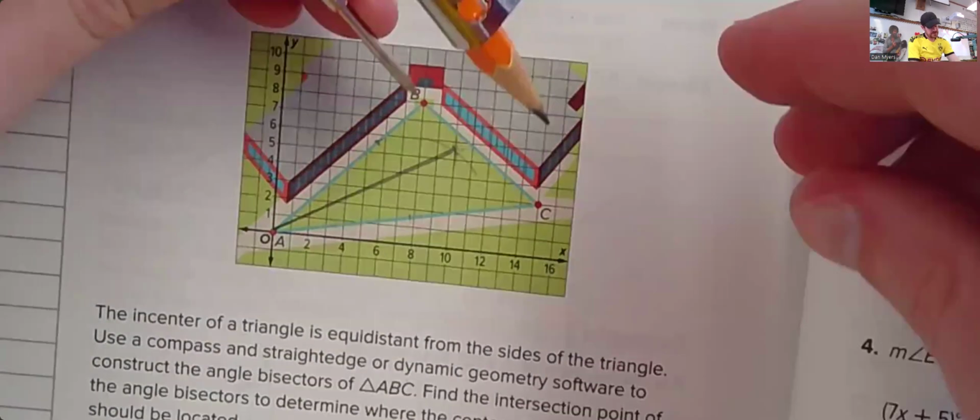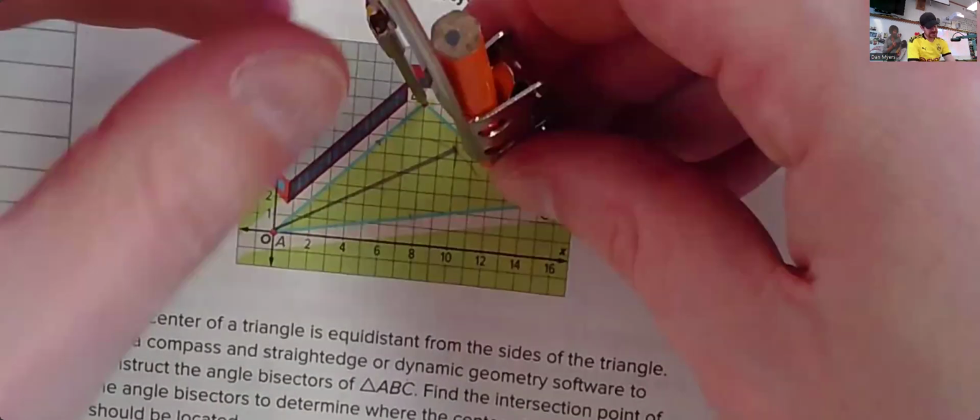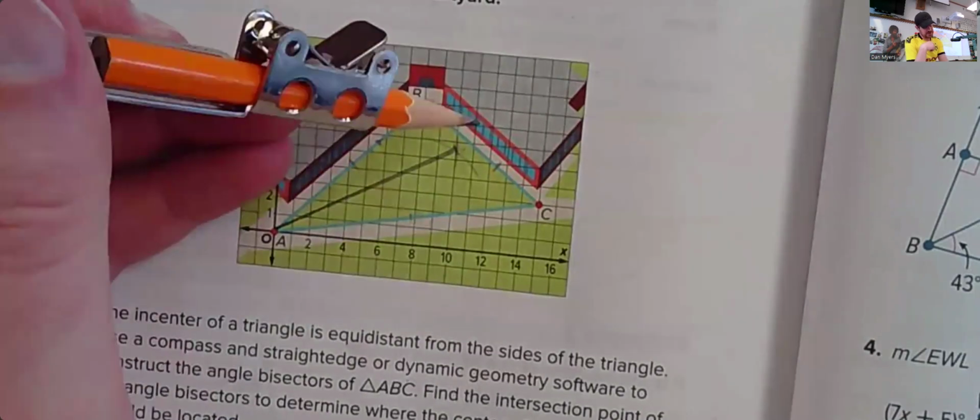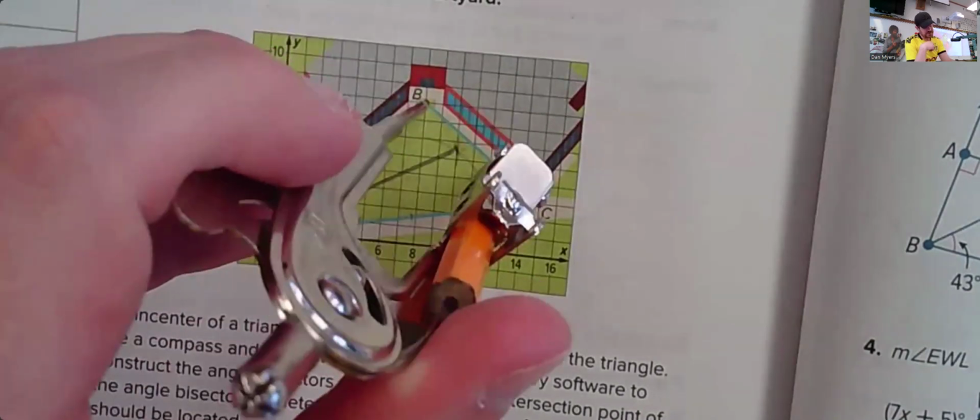With B, I'm just going to open up a certain distance. I'm going to put a marking on the blue line BC, and then I'm going to head over to AB and put a marking with the same distance away. Again, it doesn't really matter how wide you open it, but open it to a certain width, put your point on B, put a mark on the blue line BC, and put a mark on the blue line AB.